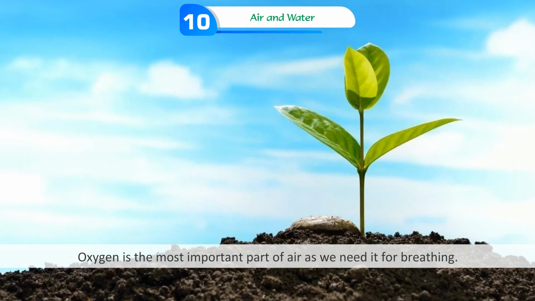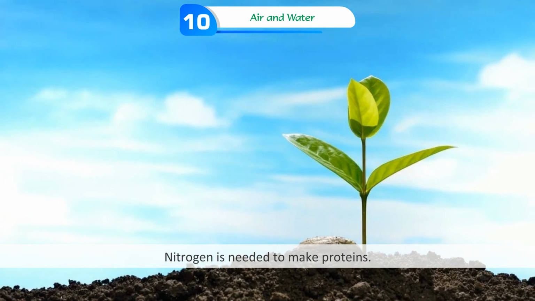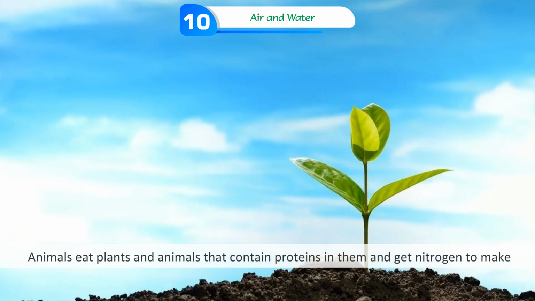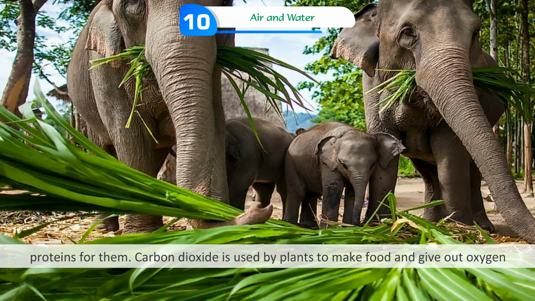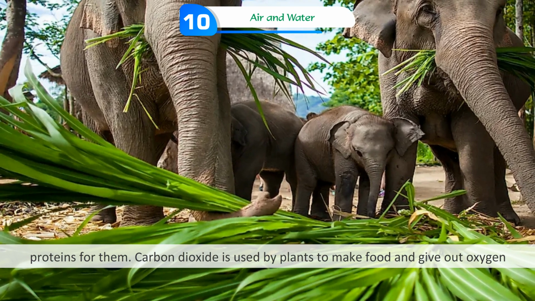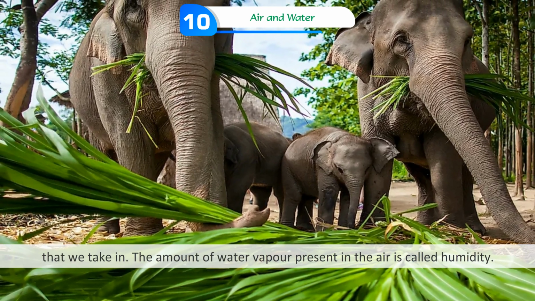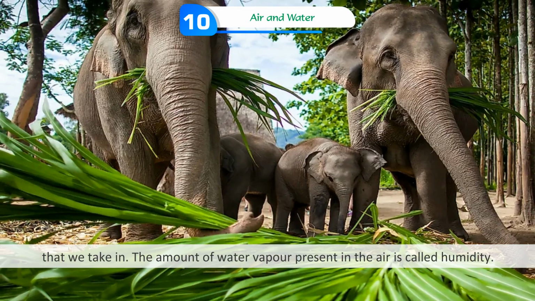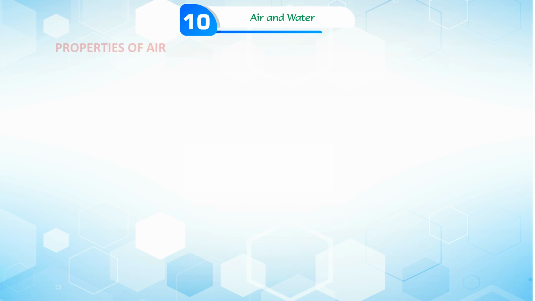Oxygen is the most important part of air as we need it for breathing. Nitrogen is needed to make proteins. Animals eat plants and animals that contain proteins in them and get nitrogen to make proteins for themselves. Carbon dioxide is used by plants to make food and give out oxygen that we take in. The amount of water vapor present in the air is called humidity. Insight. Absence of air or any other matter at a particular place is known as vacuum.